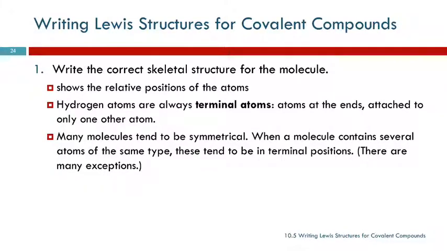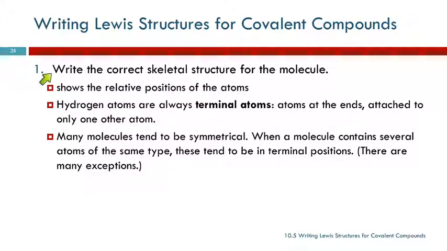So we're going to learn how to write Lewis structures for covalent compounds, things like water and ammonia and ethane and different things like that. So here are the steps. We'll go through the rules, the instructions, and then we'll do some examples, and hopefully it'll become a little clearer.